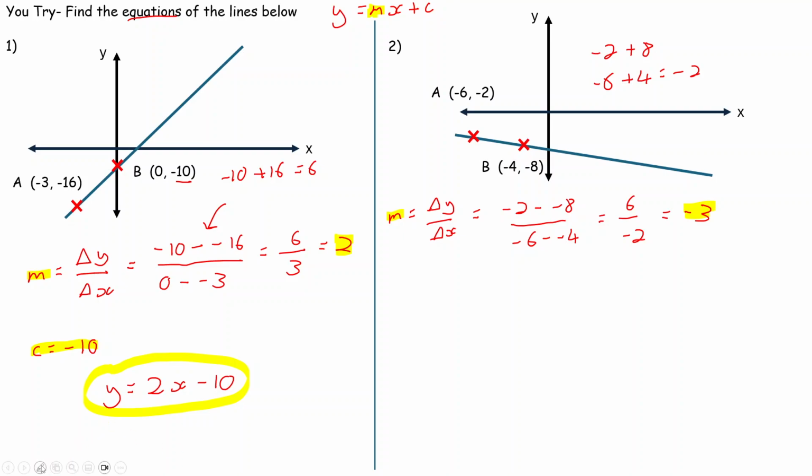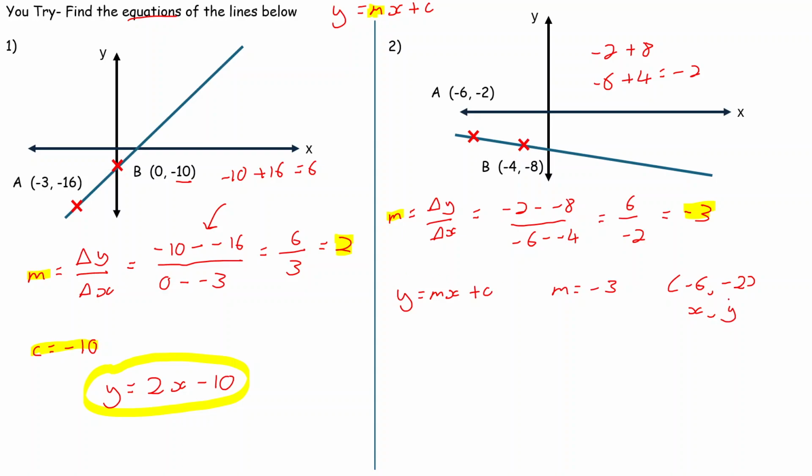This time I've got to use a bit more substitution, because I've got to put into the equation of a line, y is equal to mx plus c. I know my gradient m is equal to -3. And I've got to choose a coordinate that I can substitute into my equation. Both of them have all negative numbers, so a bit trickier, but let's just go for coordinate A, because why not? So -6 and -2. That -6 is an x coordinate, that -2 is a y coordinate.